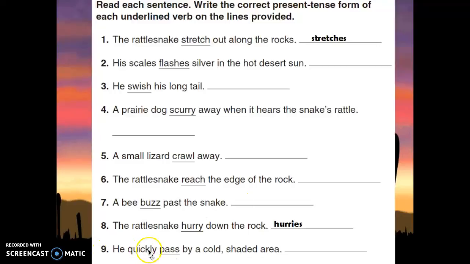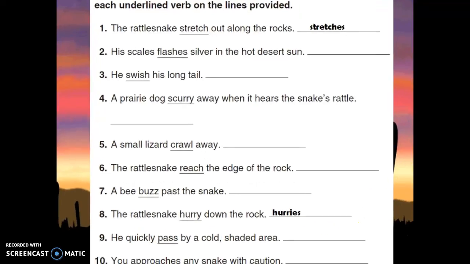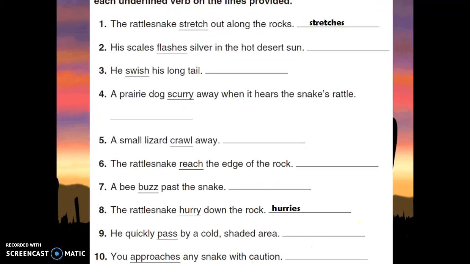9, he quickly passed by a cold shaded area. And number 10, you approaches any snake with caution. Oh, you remember earlier when I told you that you probably wouldn't see the word you? The key word was probably. Sometimes you will, okay? So, take care of that word approaches, and good luck with your practice today.